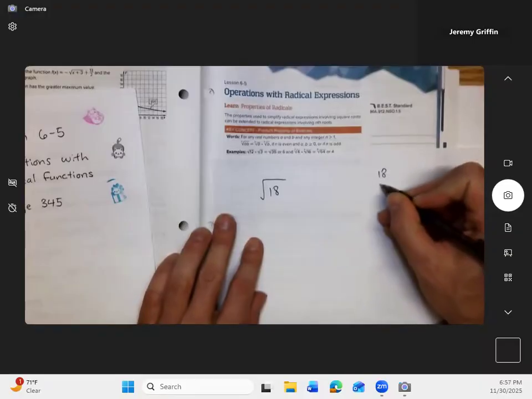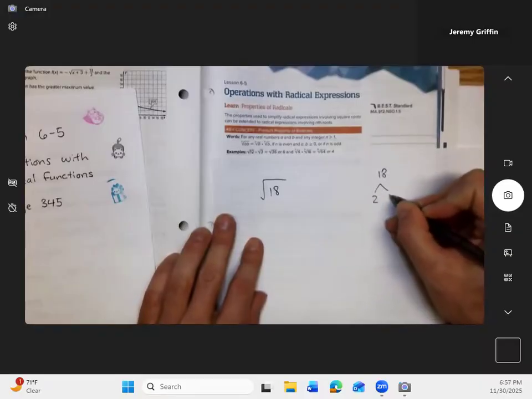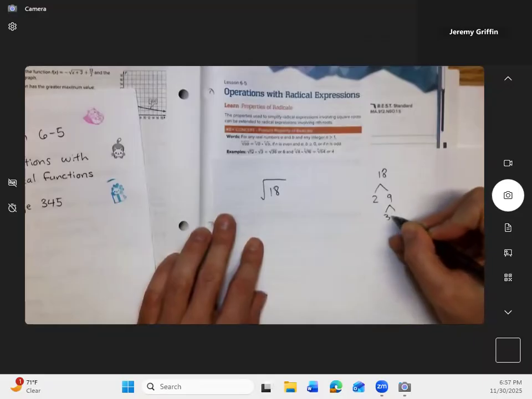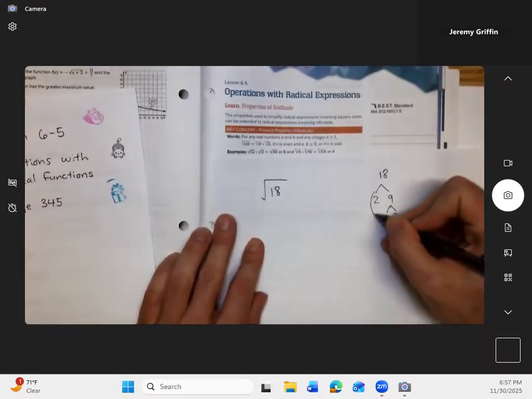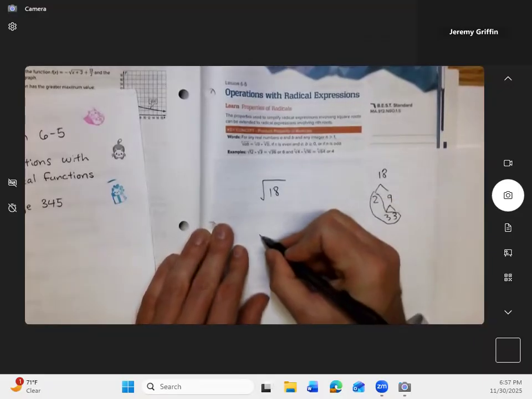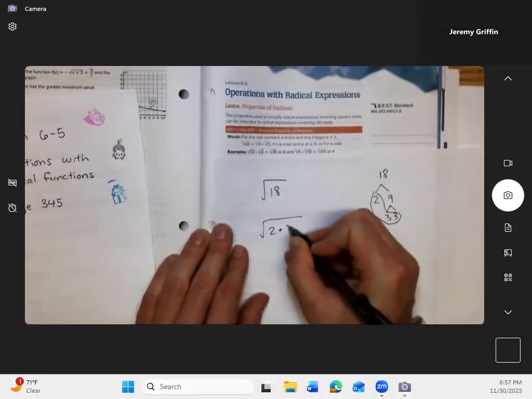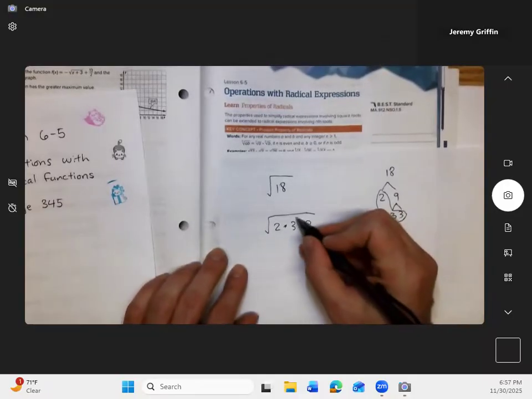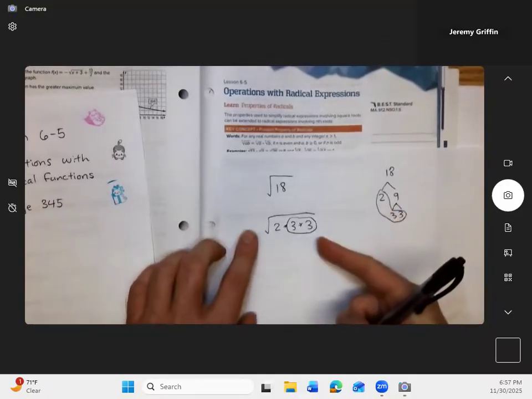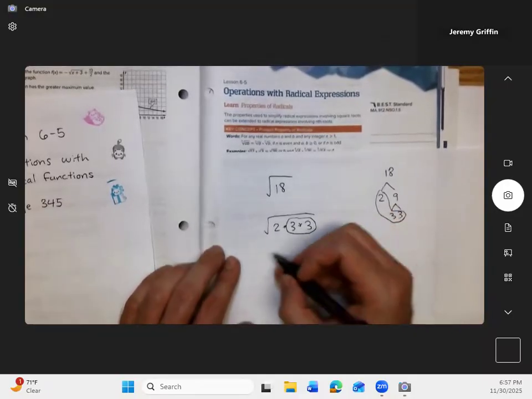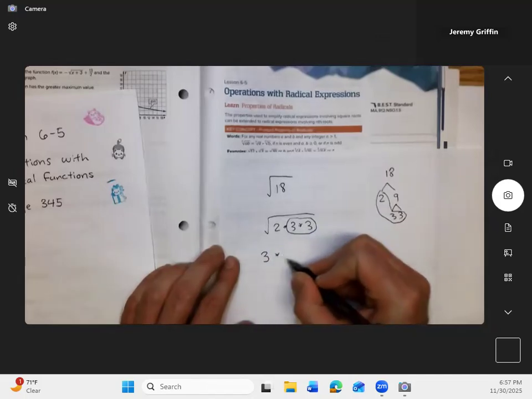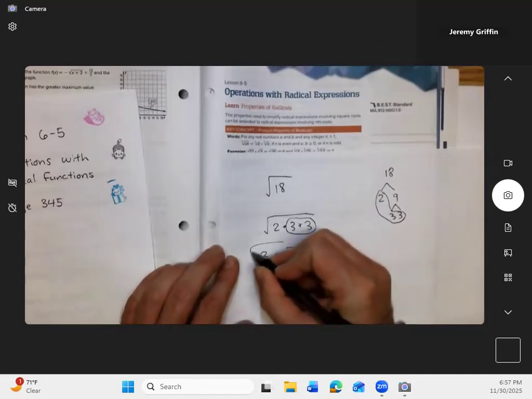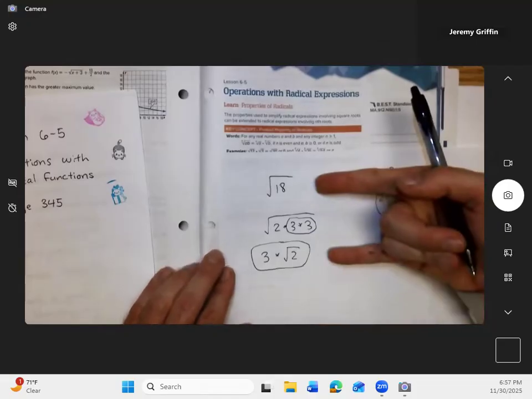Well, if I make a factor tree with 18, what does 18 break down to? How about 2 times 9? And 9 breaks down to 3 times 3. So I can think of it like 2 times 3 times 3. So what's the square root of 2 times 3 times 3? That's what my factor tree said. Oh, and hey, look, I have a pair of threes. Well, if I'm taking the square root of a pair of threes, that could just come out as a solid 3. So it's 3 times the square root of 2. Okay? So what I'm saying is that this and this are the same thing.